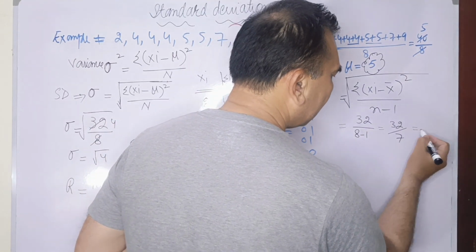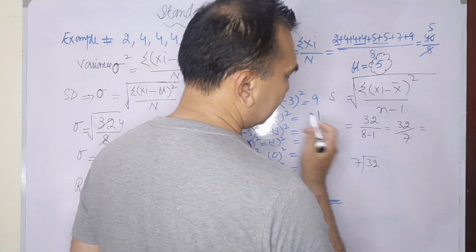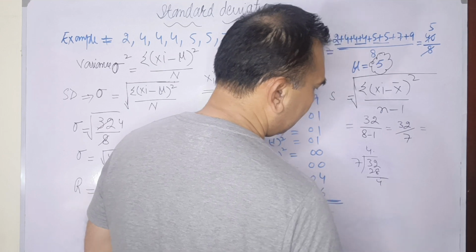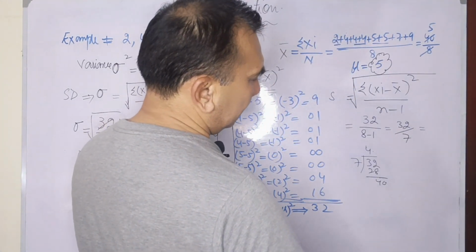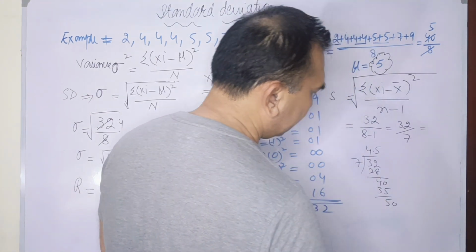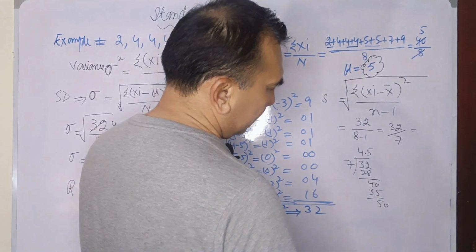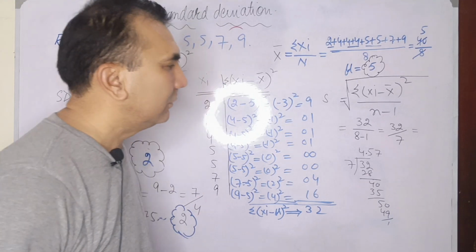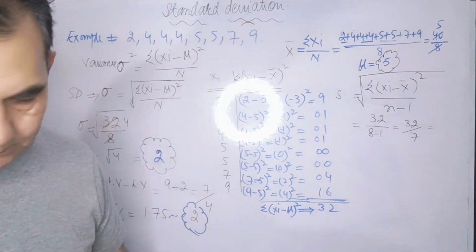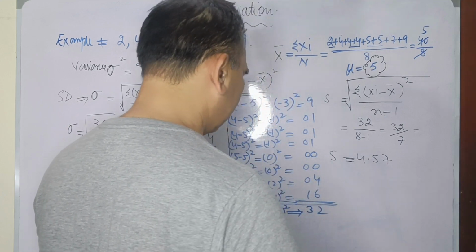32 divided by 7. Okay, now divide the 32. 7 times 4 is 28, remainder 4, and then again 7 times 5 is 35, 7 times 6 is 42, 7 times 7 is 49. So 4.57 is the variance of the sample.